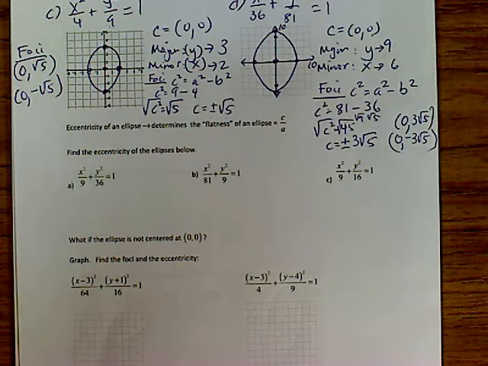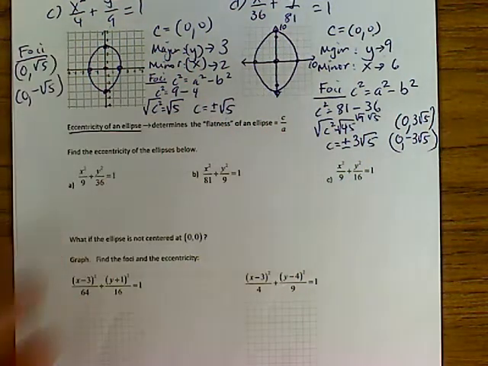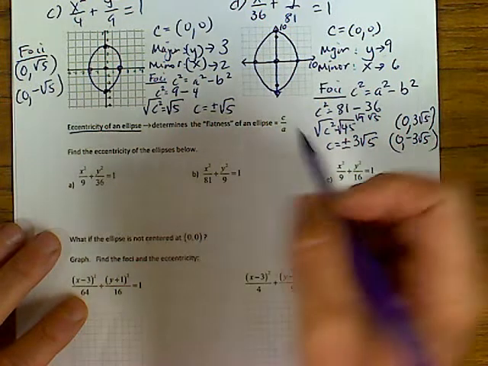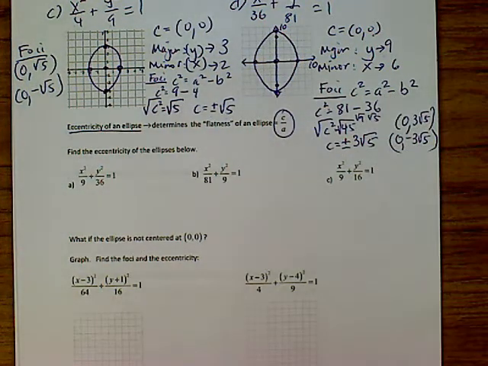We're going to have that in the next lesson. Now, the last part of what we're doing today is eccentricity. It's basically how flat the ellipse is. The way you find eccentricity is with a simple formula, C over A. These are going to be decimals, so you definitely need a calculator for this. Very simple to do.